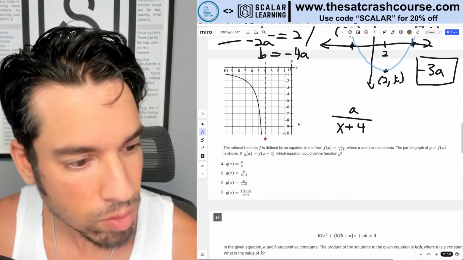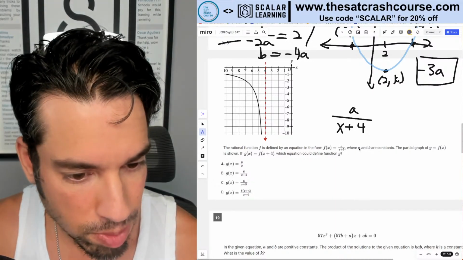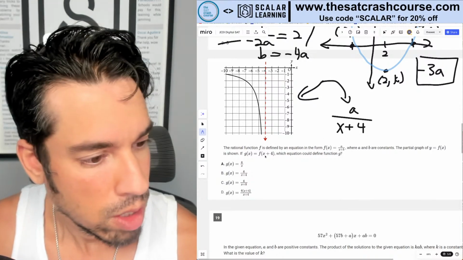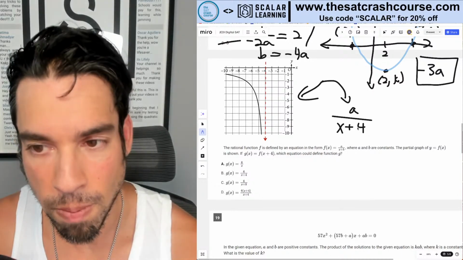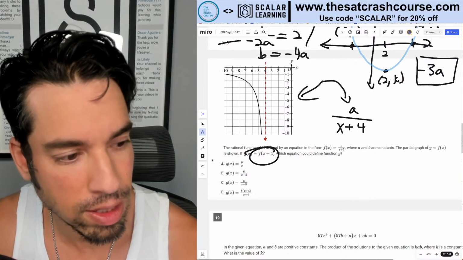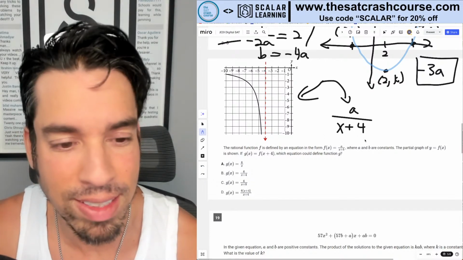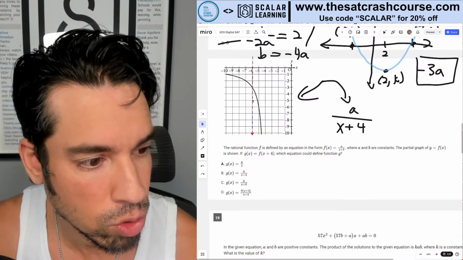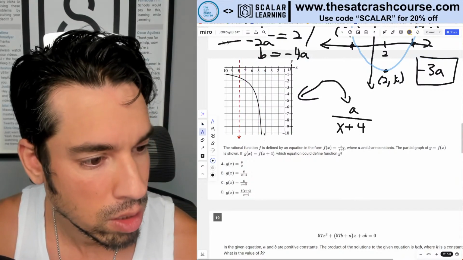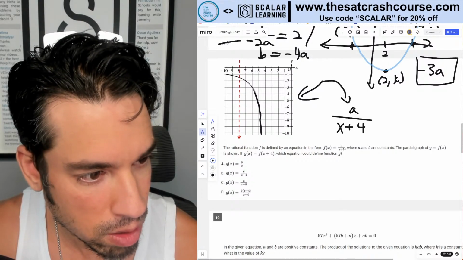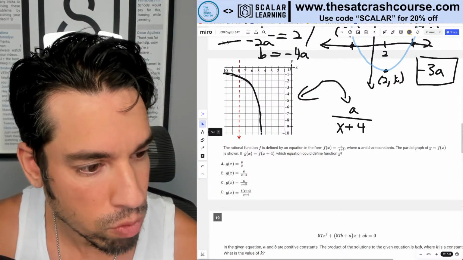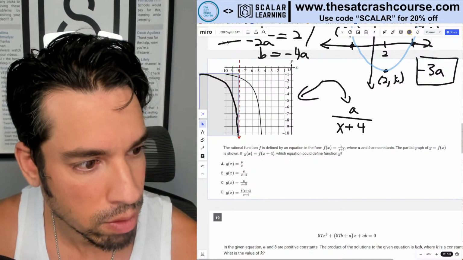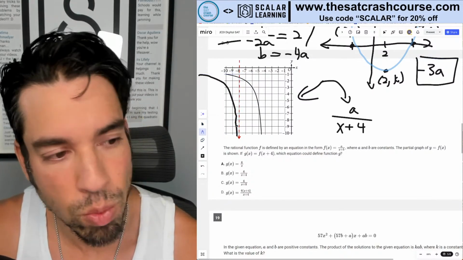Okay. So now the rational function f is defined by this equation. This is f of x right here. And then it says g equals f of x plus 4. So what's happening? They're shifting this. When you add on the inside, they're shifting it to the left by 4, which means my vertical asymptote would go 1, 2, 3, 4 like this, and this entire function would shift over as well.